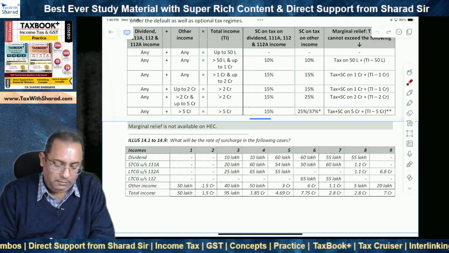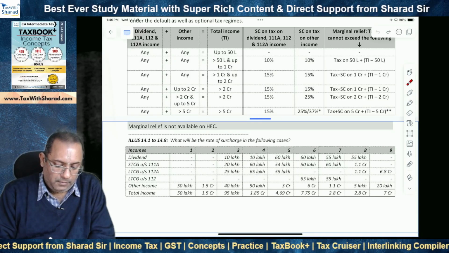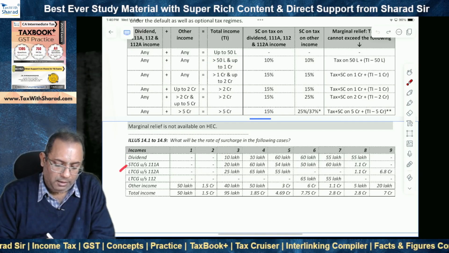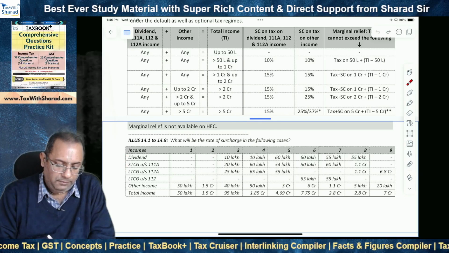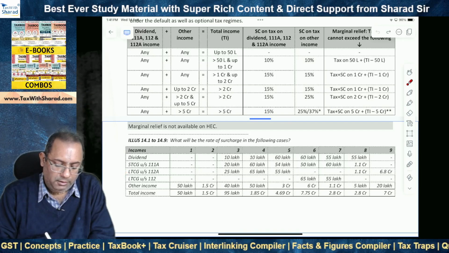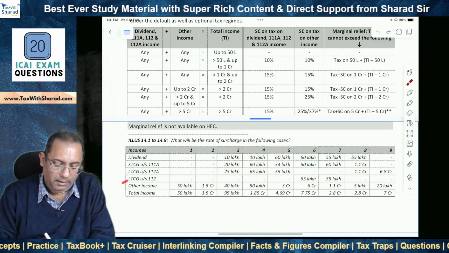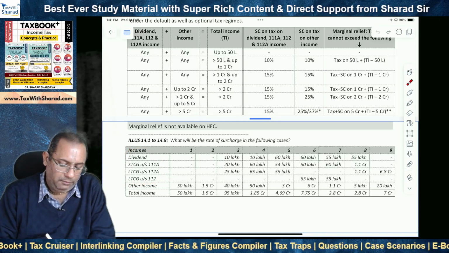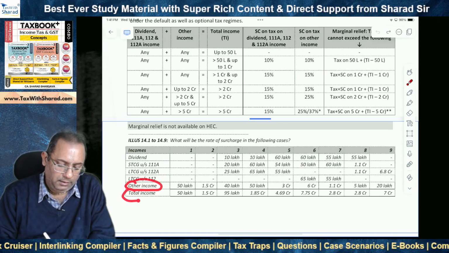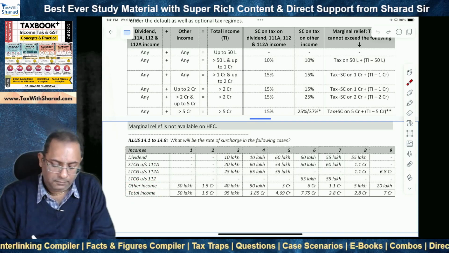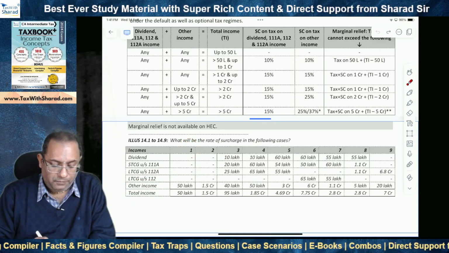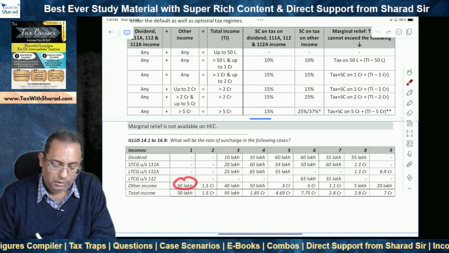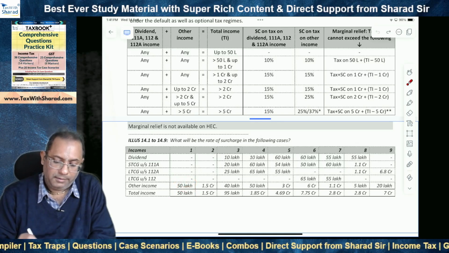So as you can see, this is the list of incomes: dividend, short-term capital gain under section 111A, long-term capital gain under section 112A, and long-term capital gain under section 112. So all these are special incomes. And then we have this level of other income, and then we have the level of total income. Number 1. So there is no special income. The other income is 50 lakh, and consequently the total income is also 50 lakh.